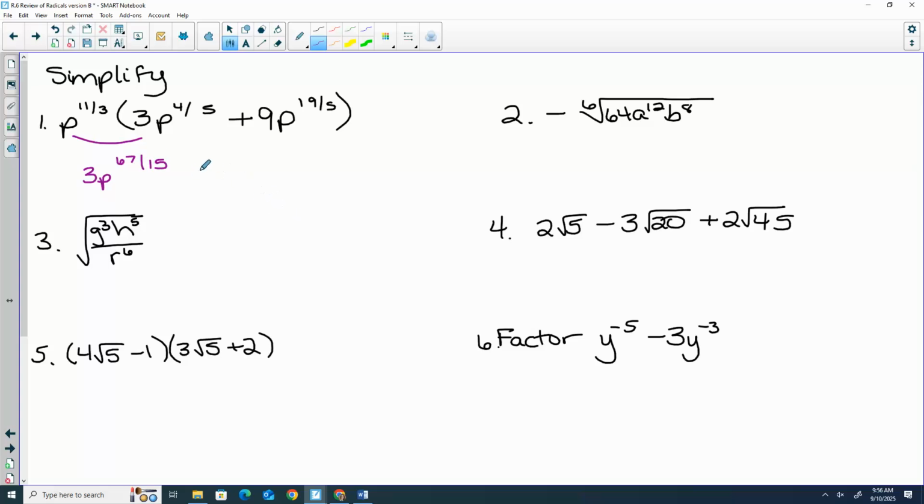67/15. Plus that one will be 9p. Okay, 11/3 plus 19/5. What'd you guys get? Yep. Okay. Ugly exponents, but it doesn't matter. We just had to distribute, so just following our rules there.